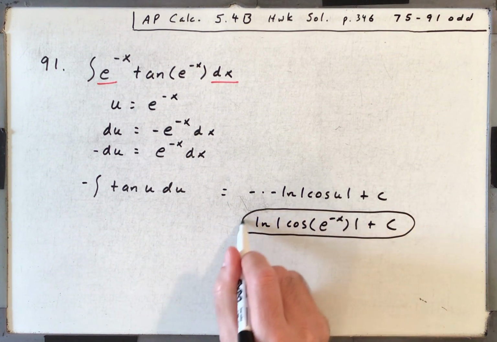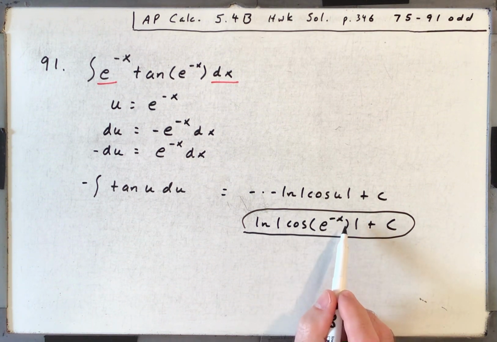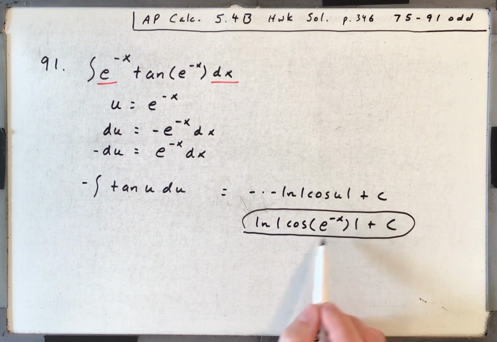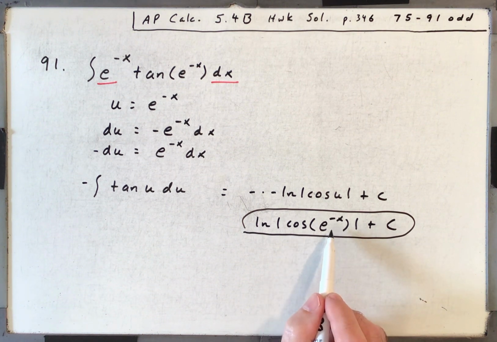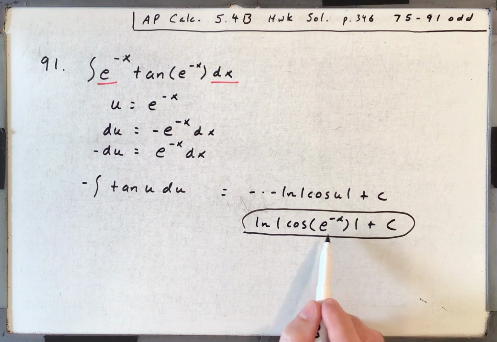And then you could take the derivative of that. It's going to be 1 over cosine e to the minus x times sine e to the minus x times minus e to the minus x. And that is going to take care of everything. You'd end up with the sine over cosine, which would give you the tangent, and e to the minus x.